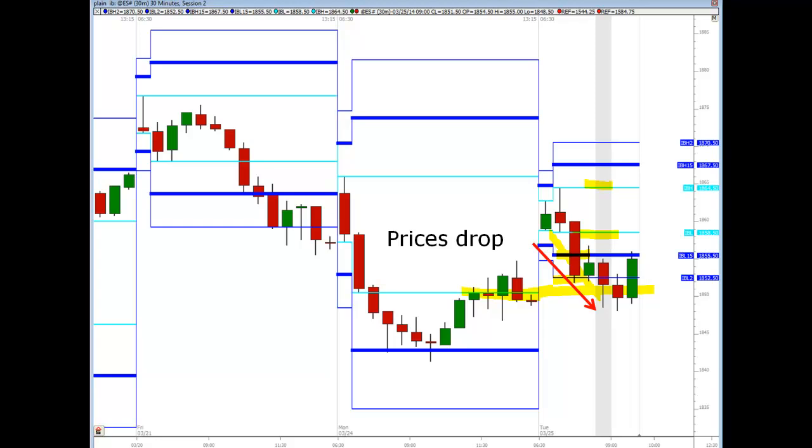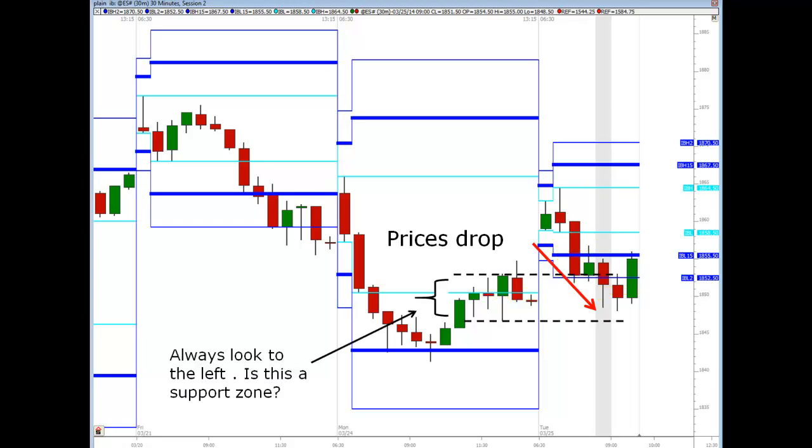And more importantly, be careful. Always look to the left. Are we gapping into resistance? And if we're gapping into resistance, then you should be cautious and realize that if we've not overcome the resistance, we're likely to go back to where we came from. In this instance, as prices dropped, they dropped to a level. If we look to the left, the level indicates that we have some buyers, or at least some level of support here.